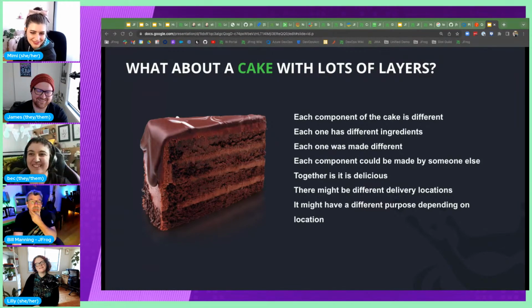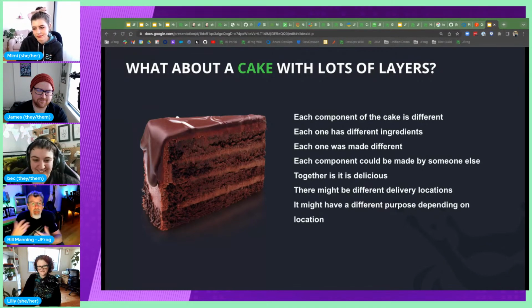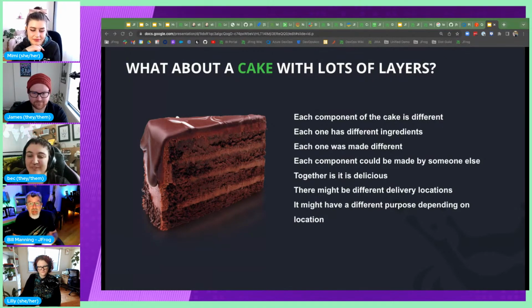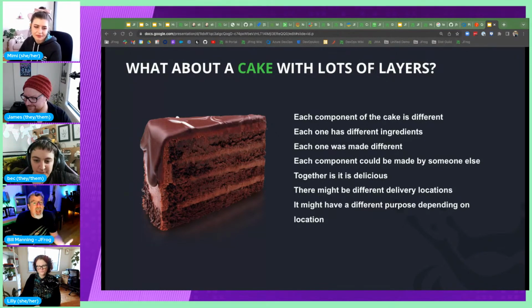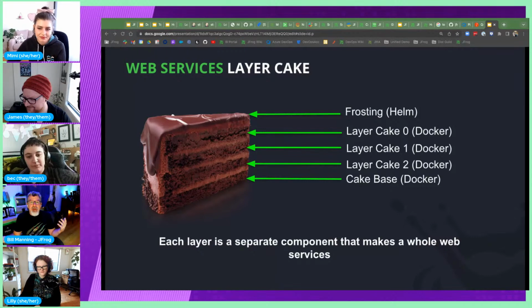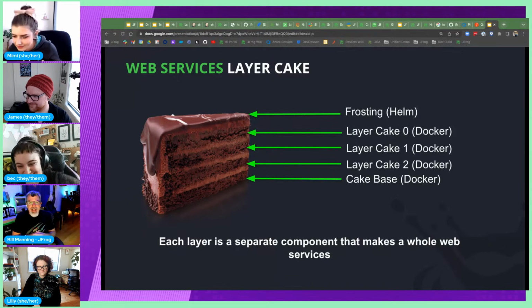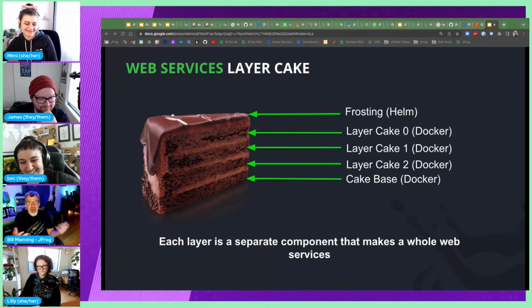So the thing is that if we look here, what about lots of components? When we start talking about lots of things, each layer of this cake could be totally different. Each one could have its own set of ingredients. Together it might taste awesome, it might taste terrible, who knows? Each layer itself can be its own component. This is complex software. So this is when I talk about website versus layer cakes. In other words, the Helm chart could be the frosting, and each one of the layers could be its own Docker image.